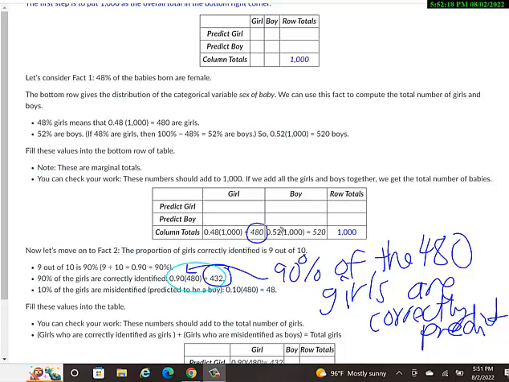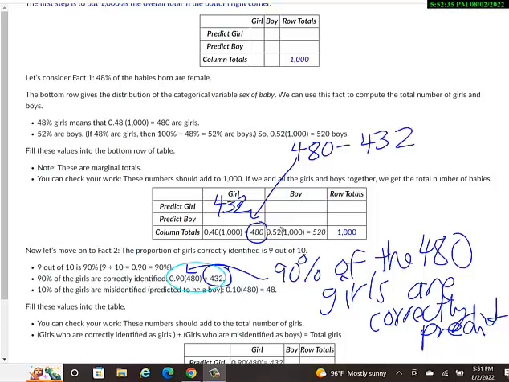So of these 480 girls, 432 of them were predicted to be a girl and actually were a girl. What's left should be this number. There were 480 total girls born, in this example anyway.